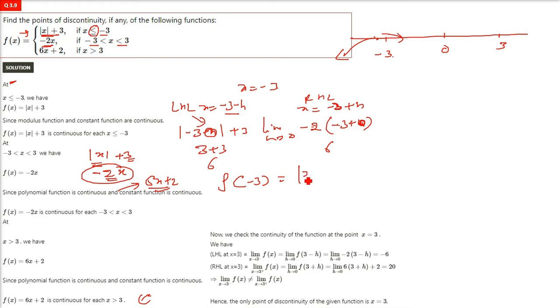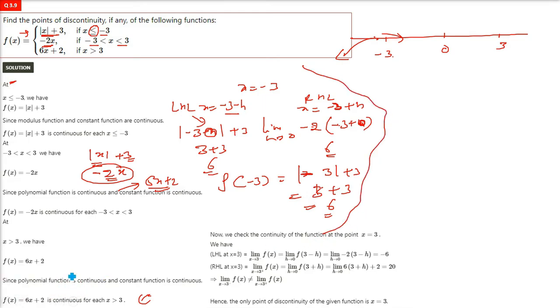Negative 3 will be positive 3, and we have a 3 here. So this is going to be 3 plus 3, which is going to be 6. Now what you see here is all three values are the same, and this is the point of continuity. This function is continuous at x equals minus 3.